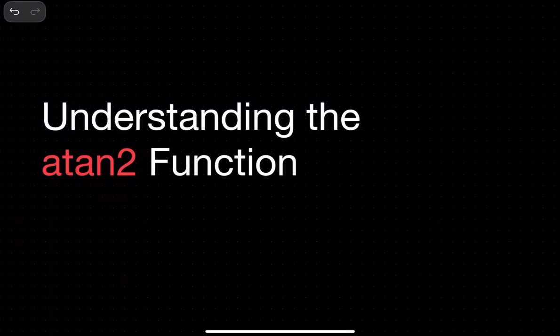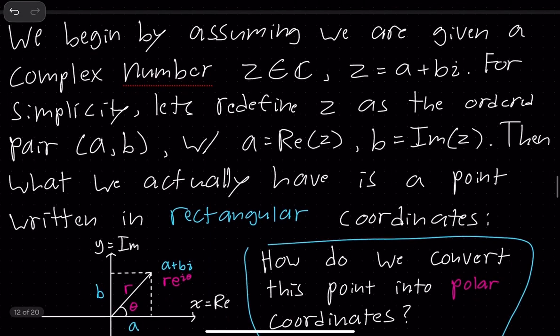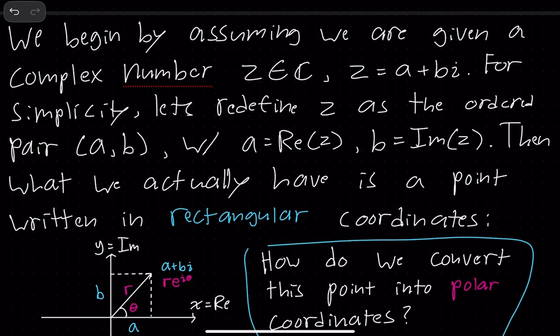In this video, I'm going to be explaining the atan2 function and the reason it's used over the classical arctangent function when parameterizing complex numbers, which are a big part of quantum computing and physics in general. So let's assume we're given a complex number, z, in the complex numbers.